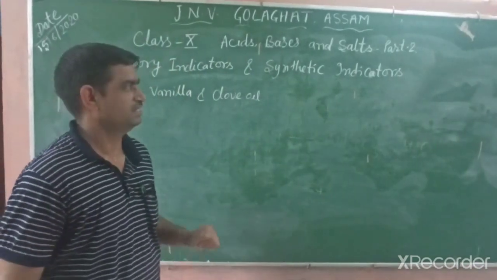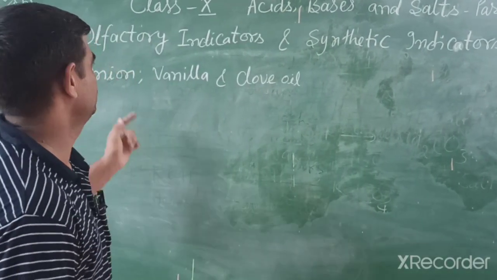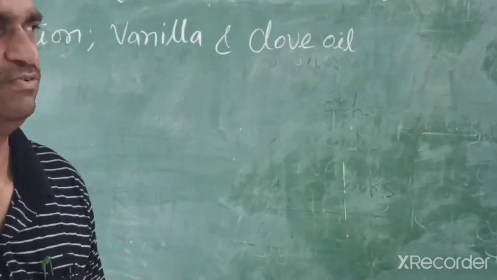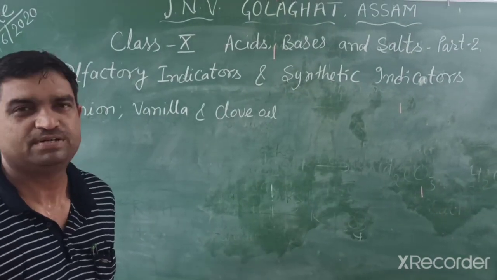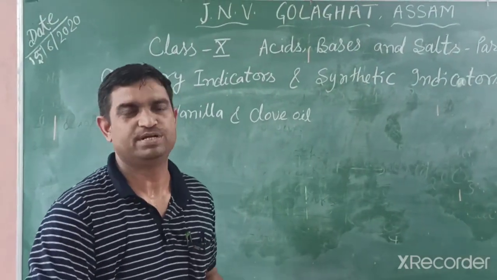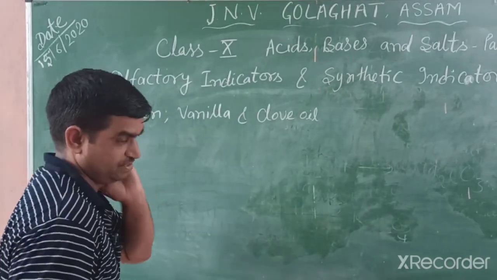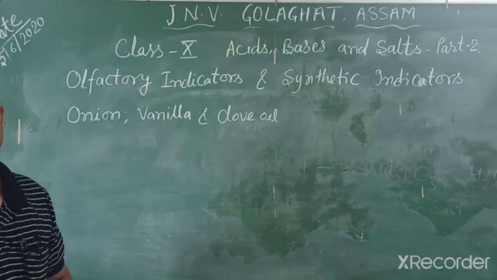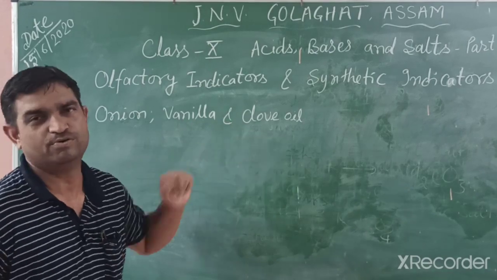Besides these indicators, there is another type known as olfactory indicators. For these indicators, their odor or smell is changed. When we dip any paper or a strip in acid or base, their odor or smell is changed. For example, these three are olfactory indicators: onion, vanilla and clove oil.